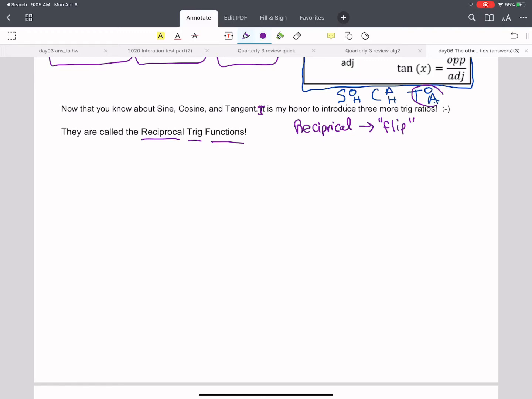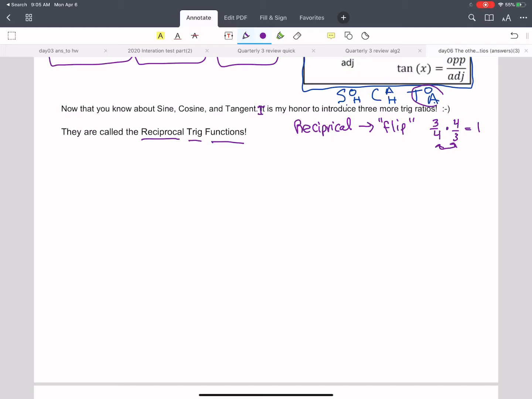But one of the things about reciprocal numbers is that if you have, for example, 3 over 4, and you multiply by the reciprocal 4 over 3, you will get the multiplicative identity 1. These are the reciprocals of each other. They are the flips of each other. Okay. Now, let's get into this.